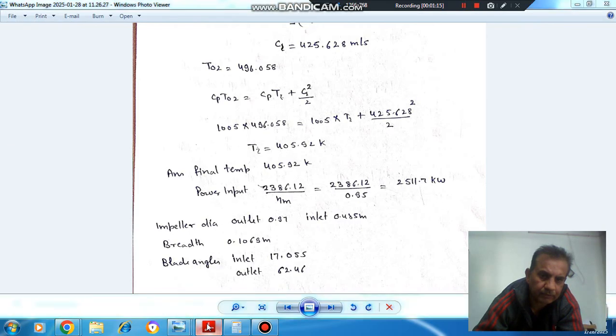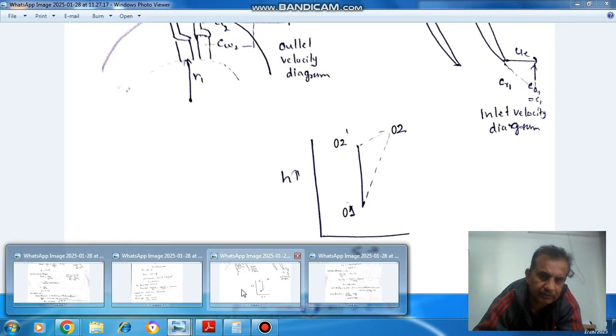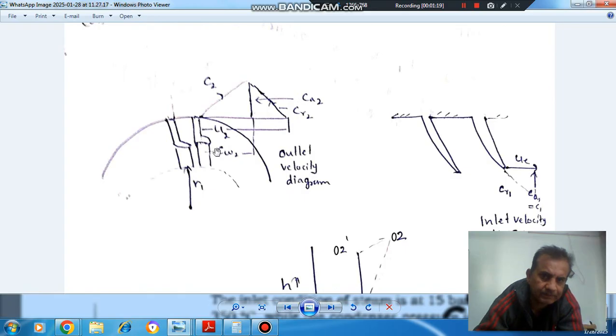So here the first part is to draw the schematic diagram. So this is your schematic diagram. This is the inlet and this is the outlet. Here this is the inlet velocity diagram. U1 is your blade velocity at inlet. CA1 or C1 is your absolute velocity at inlet, because at inlet in a centrifugal compressor there is only axial velocity. So this is your relative velocity.